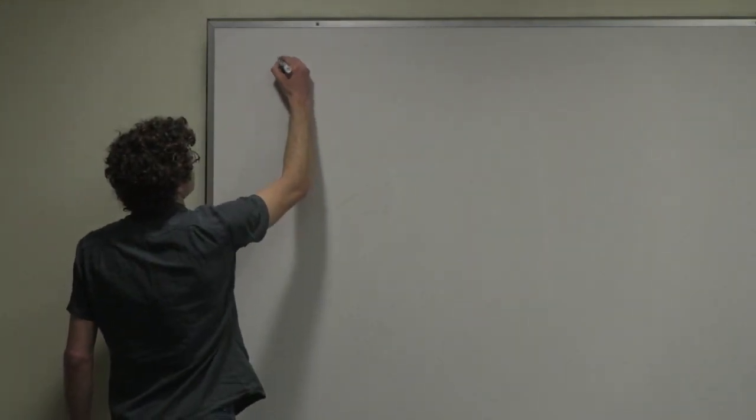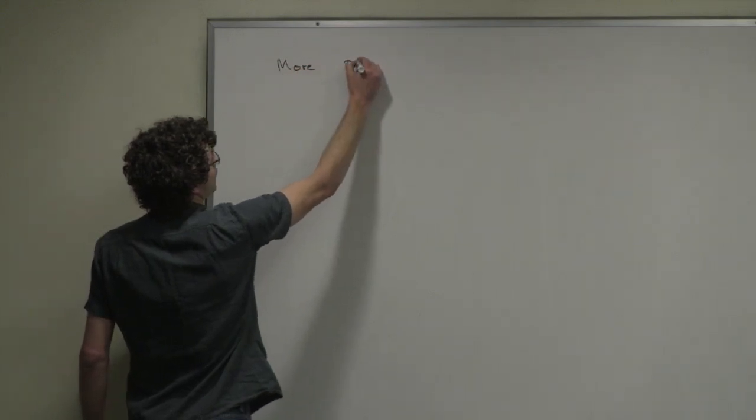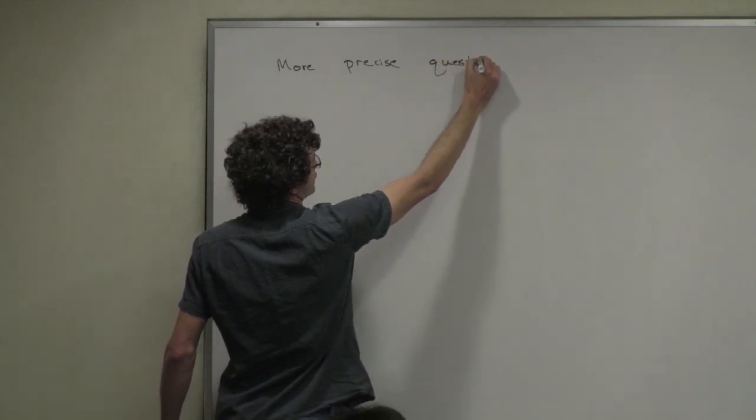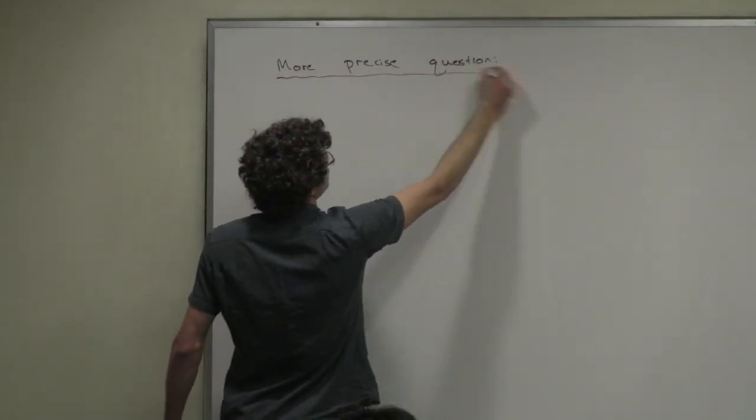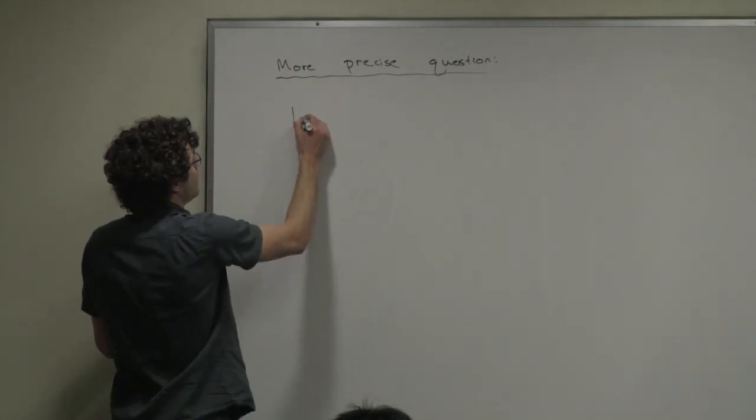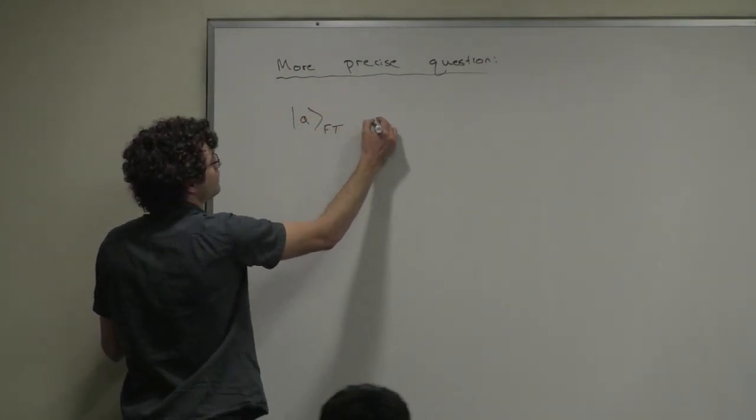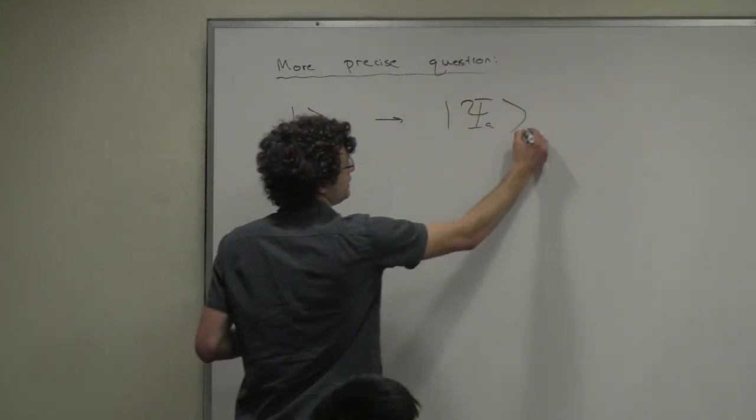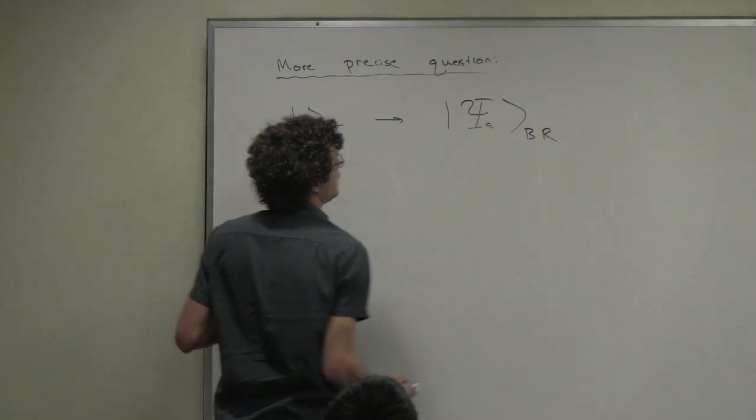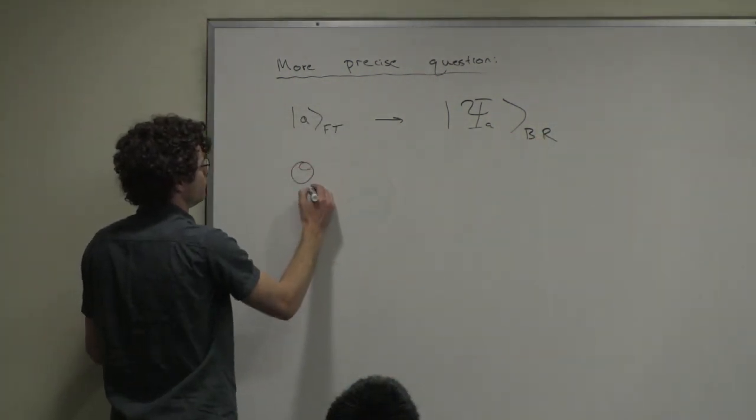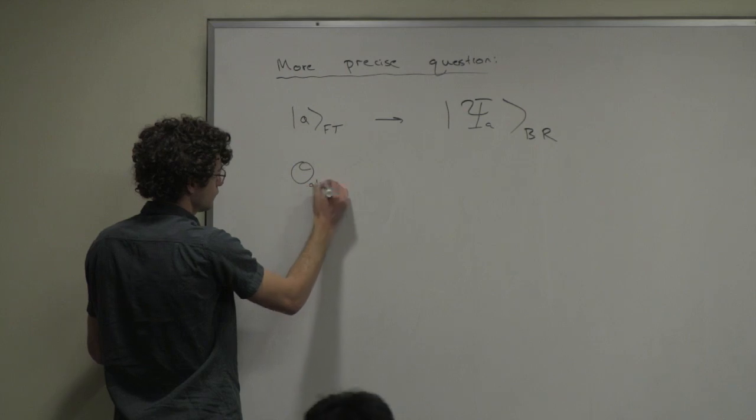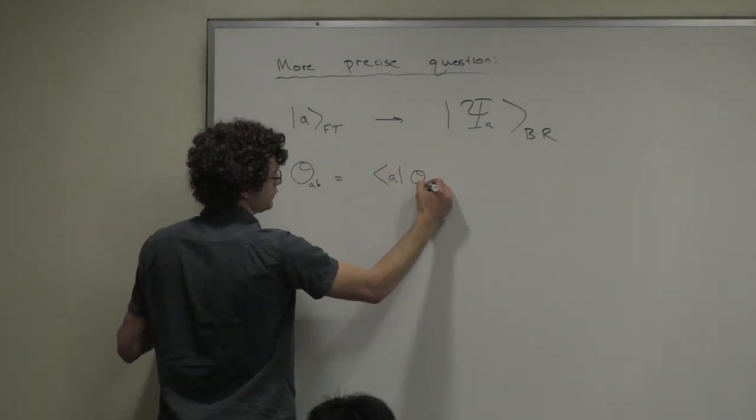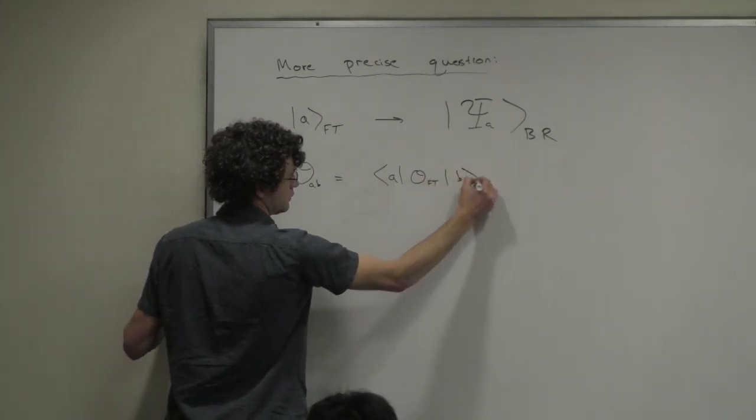Let me first give a more precise version of the question that we want to ask about whether we can reconstruct that region. So the more precise question is the following. We have some states A in the field theory, and they're mapping to these states psi A that we defined before in the BR system. And let's imagine that we have some operator O_AB, which are the matrix elements of some field theory operator in the field theory.